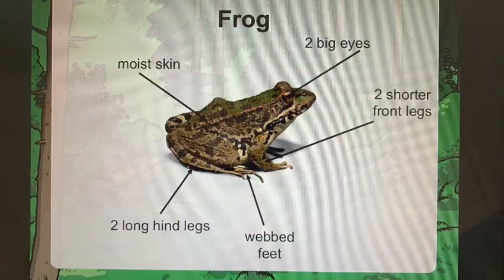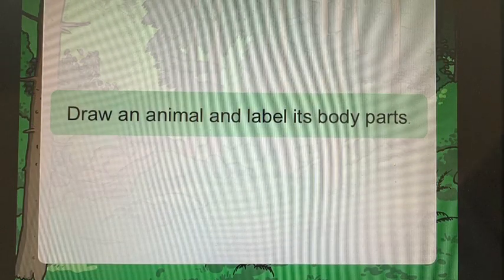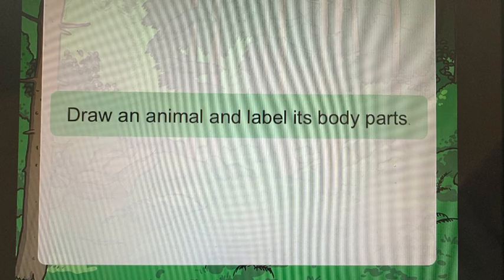Here we have a frog. So a frog has 2 big eyes, 2 shorter front legs and 2 longer back legs. Webbed feet, so not claws this time, webbed feet, and moist skin. So there, we've been through some animals and labelled the body parts.